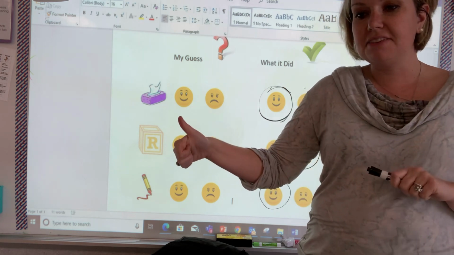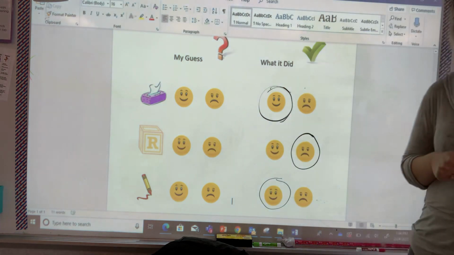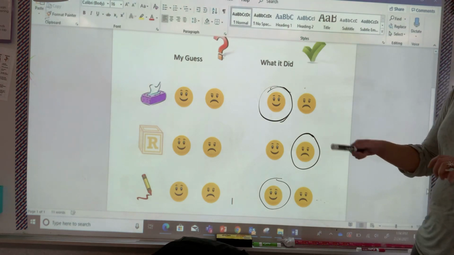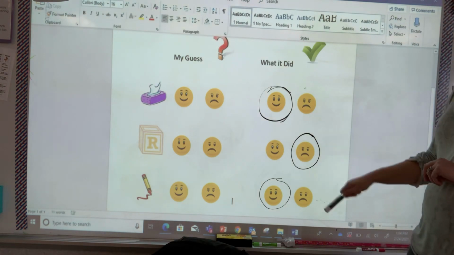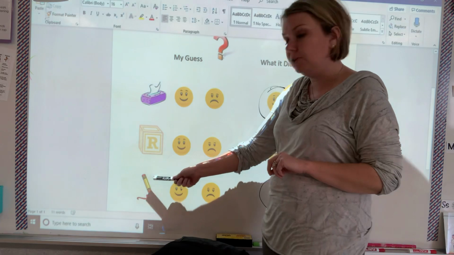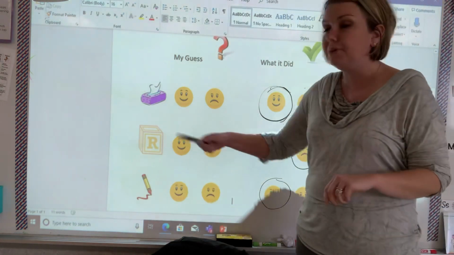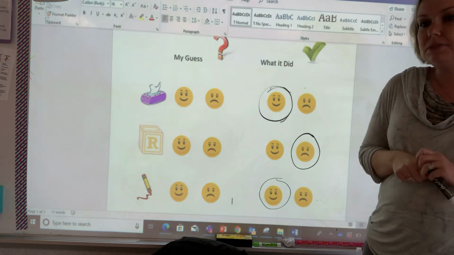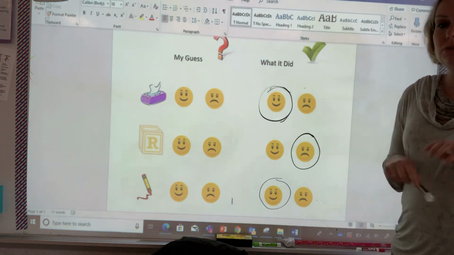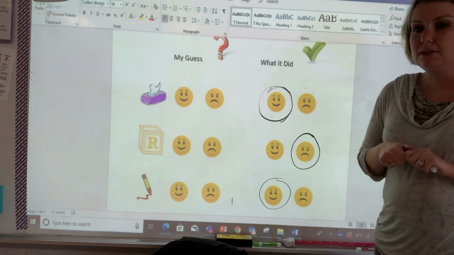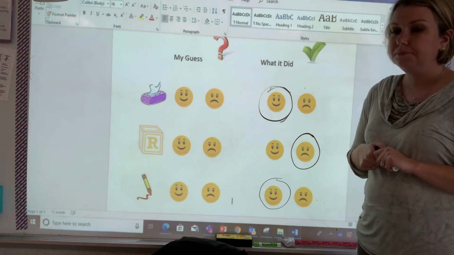Oh, I see a lot of thumbs up. So it looks like a crayon or a pencil could roll. Why do you think the crayon or pencil could roll better when the force of the wind happened rather than the block? Why do you think it was able to roll better or to move? Anya?